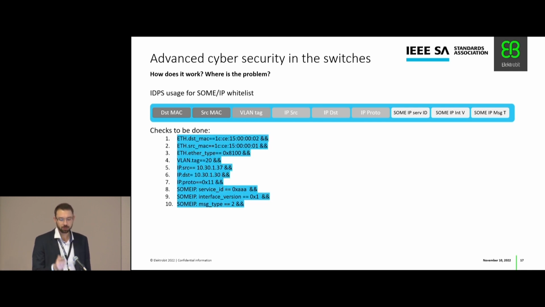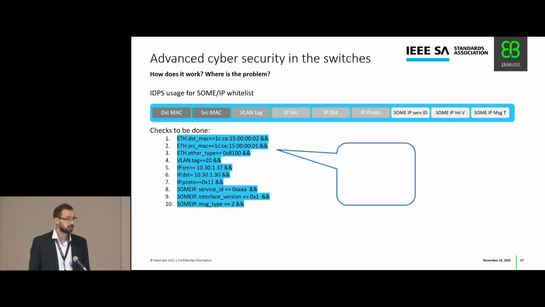So okay, we receive the frame. Let's see what is the destination MAC. Is the source MAC allowed for this destination? Is the Ethernet type allowed for this destination and source MAC addresses, whether the VLAN tag is, and so on, and so forth, up to the SOME/IP message type, or maybe deeper, depending on what you want. So it's very flexible. It's secure, precise. However, if we do it blindly in software, it's slow.